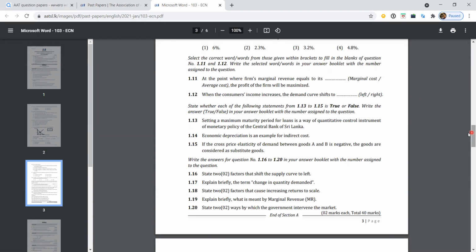Next, explain briefly the term change in quantity demanded. Change in quantity demanded is, when the price of a good changes, there are movements along the demand curve upwards and downwards while other factors are held constant. Change in quantity demanded means increase in quantity demanded and decrease in quantity demanded, in other words extension and contraction in quantity demanded.